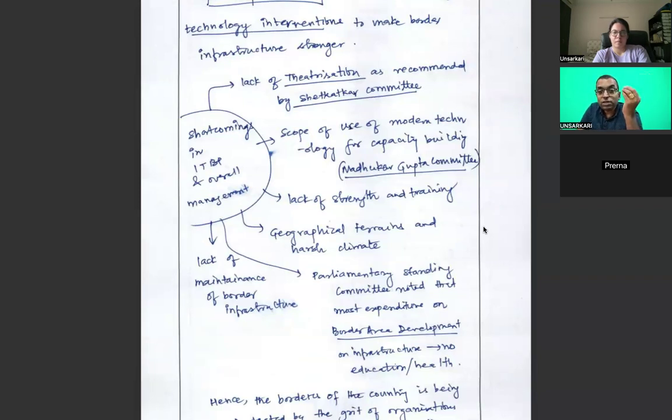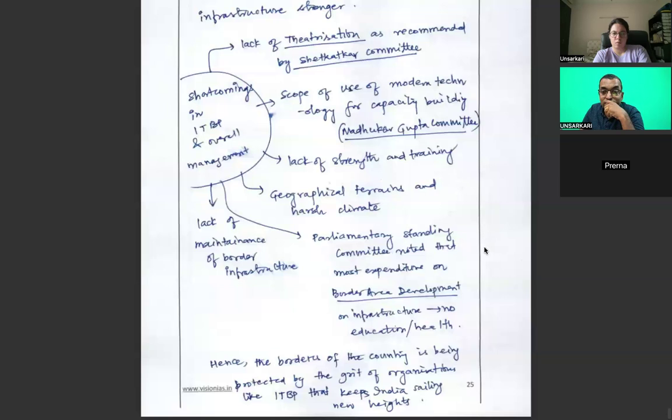Scope for use of modern technology for capacity building. Madhukar Gupta committee. And then lack of strength and training. This is wrong. But more training and strength is required, but there is strength. Geographical terrain is harsh, and I agree with that. There is maintenance of infrastructure. You can't say that now. The Parliamentary Standing Committee noted that most expenditure on border area development is on infrastructure, not on education and health. This also must be there. So, the border of the country being protected by the grit of organizations like ITBP. So, as I just said, this would have been the tone and tenor of the answer.